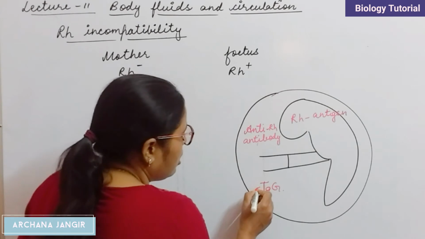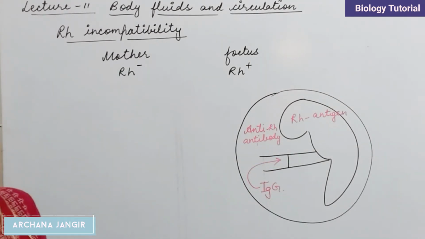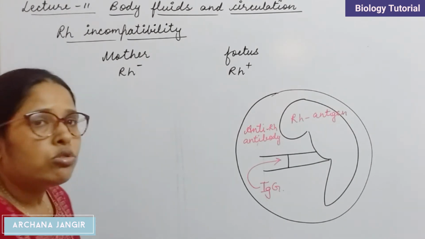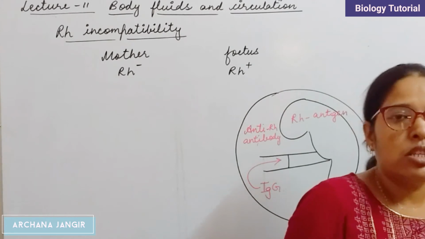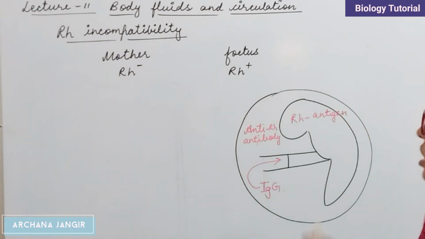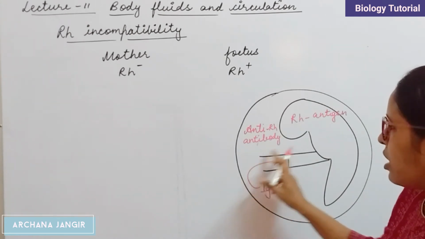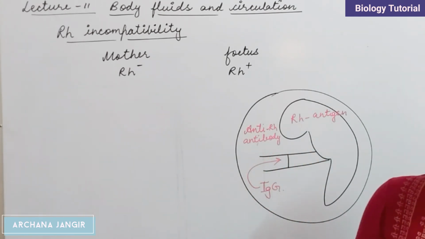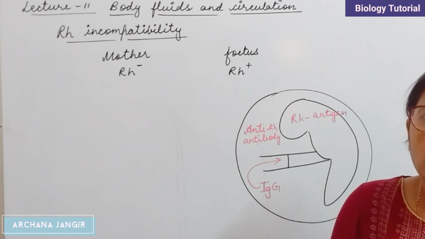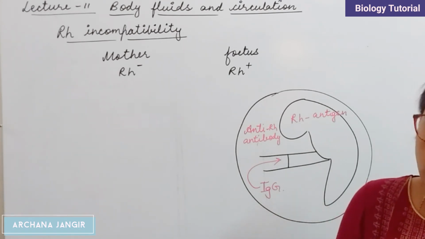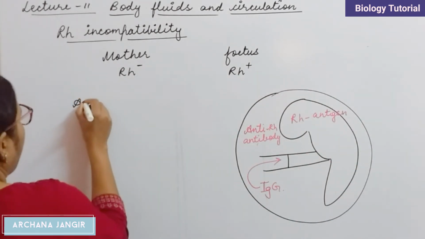So here this antibody can cross the placenta. Clear? So this antibody reaches the body of the fetus through this placenta. The fetus has Rh antigen. Antibody against Rh antigen is going through the placenta from the mother's body. Then what will happen? Then again the situation arises: antigen-antibody reaction.